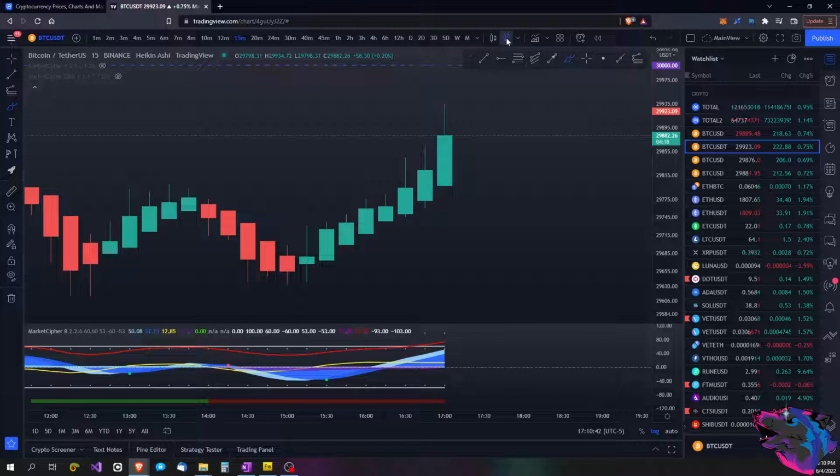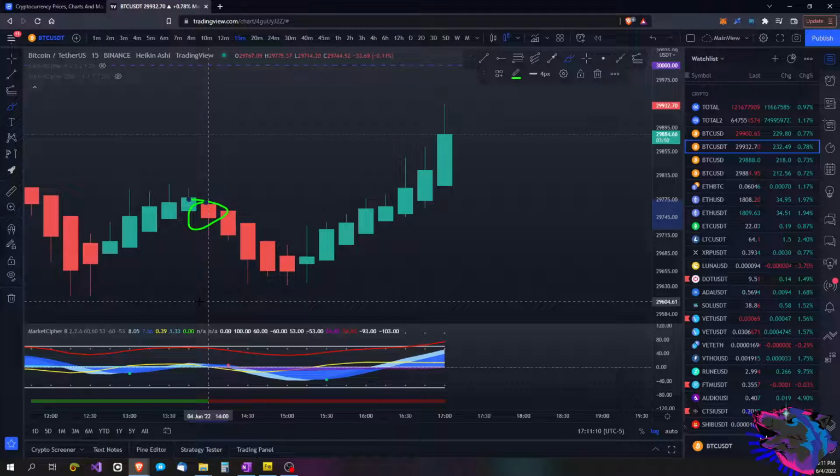And with a Heikin Ashi candle, in order to get a green candle, the close is above the midpoint of the previous candle. I'll say that again. In order to get a green candle, the close has to be above the midpoint of the previous candle. And for a red candle to form, the close has to be below the midpoint of the previous candle.